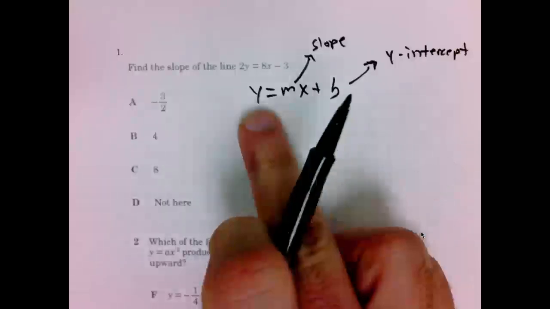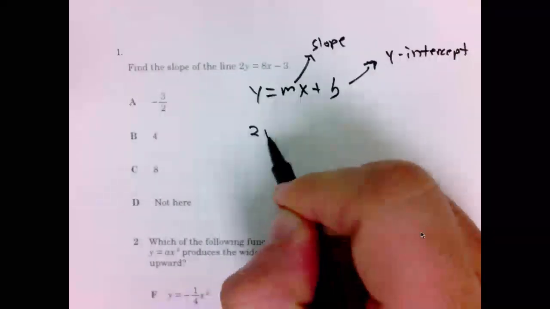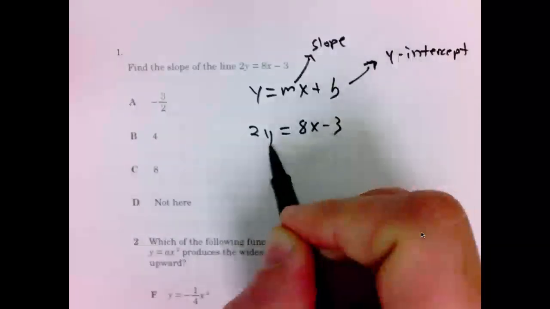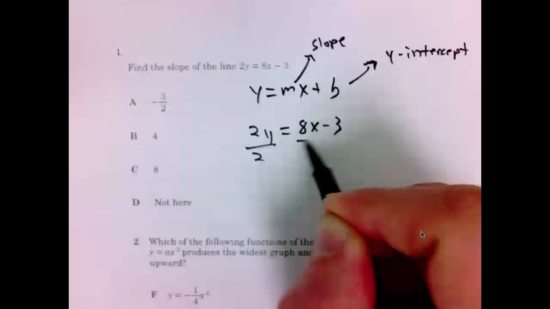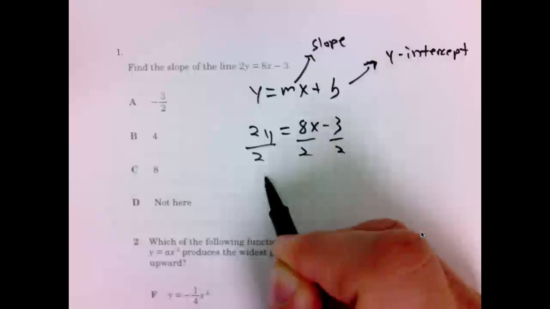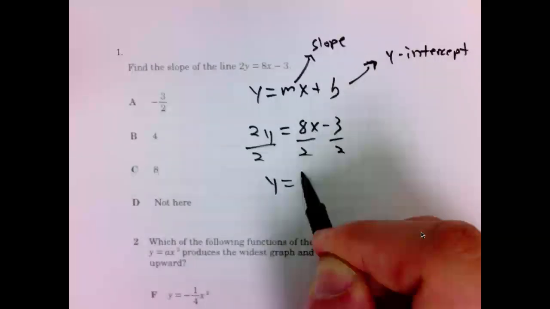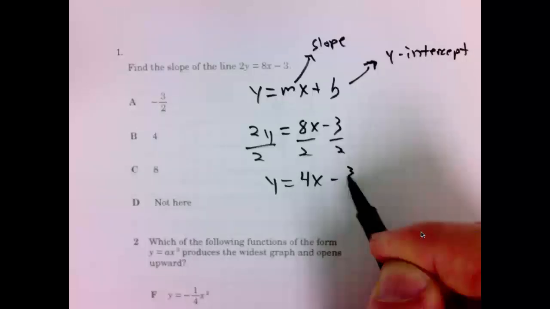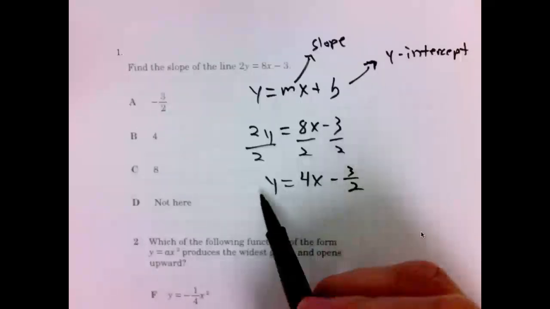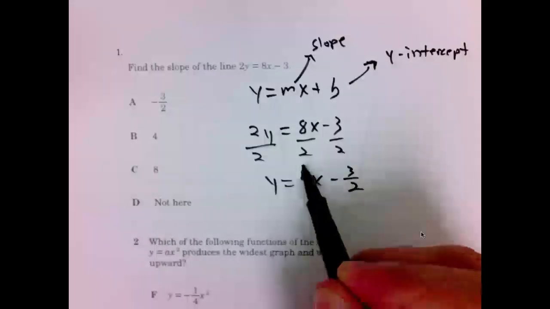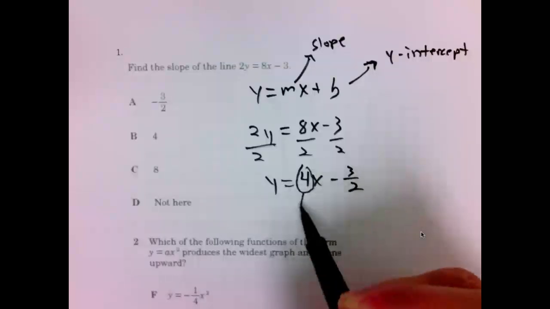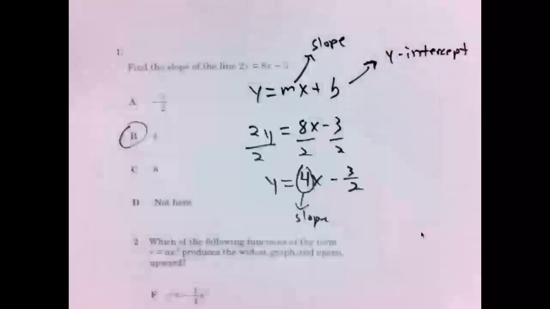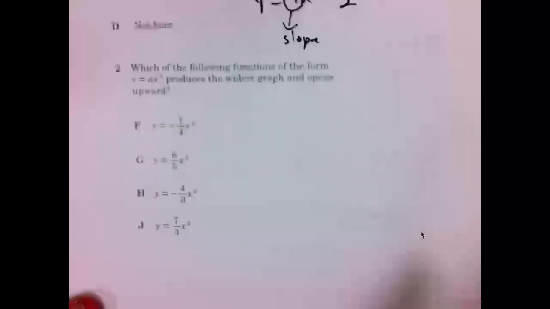So the key is we must first solve for y. We have the equation 2y equals 8x minus 3. Solving for y, we will divide by 2. When we do, we get y is 8 divided by 2 is 4x, and 3 divided by 2 is a minus 3 over 2, or 1.5. In the equation y equals 4x minus 3, the slope is 4. That's the slope. Number 1 is B.